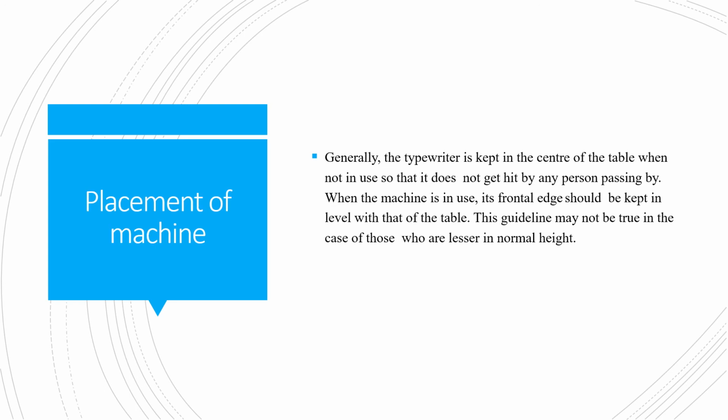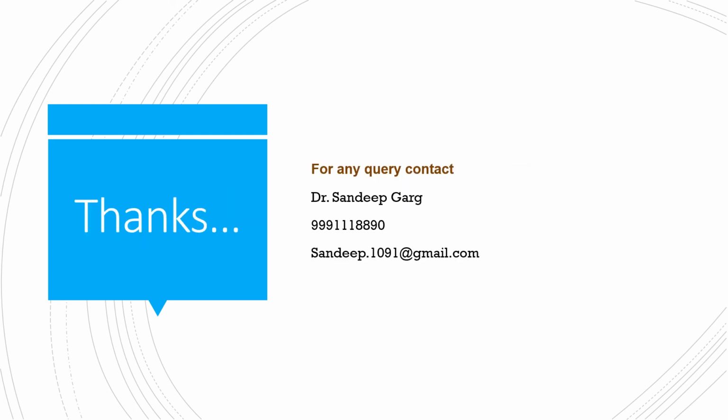And placement of the machine. Every time, the machine should be arranged in the center of the table, so that when it is not in use, it does not get hit by any person passing by. When the machine is in use, its frontal edge should be kept level with that of the table. It means it should be leveled as per the height, and these guidelines may not be true in the case of those having lesser or normal height. It means these are the standard features, standard formats. They can be changed according to the typist's level or height.